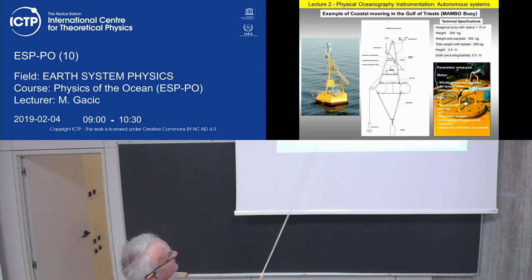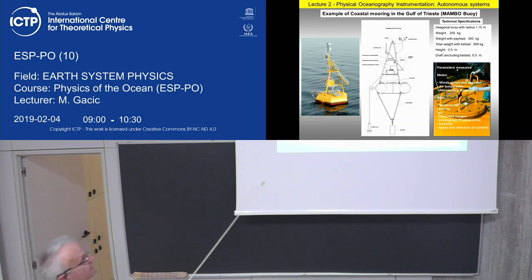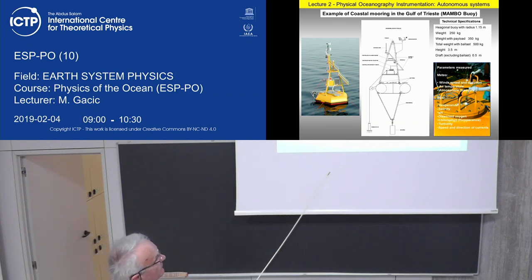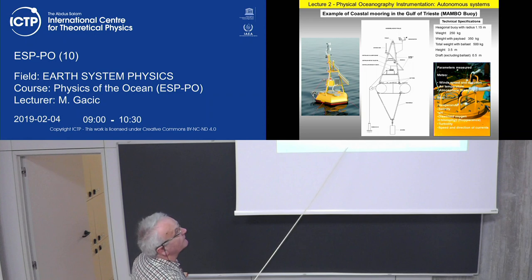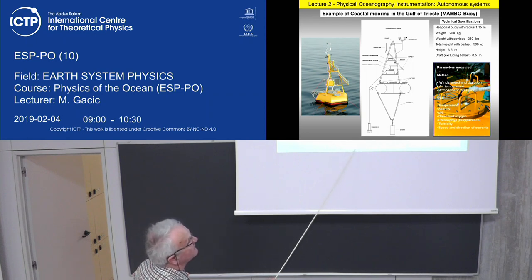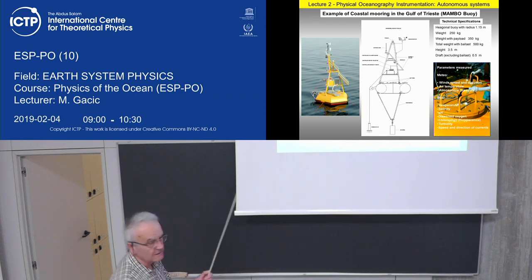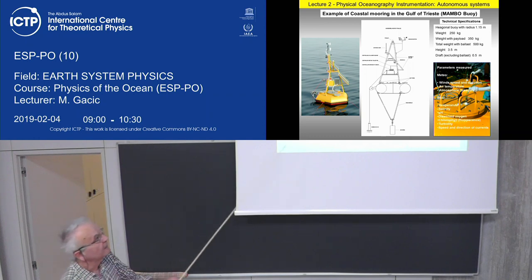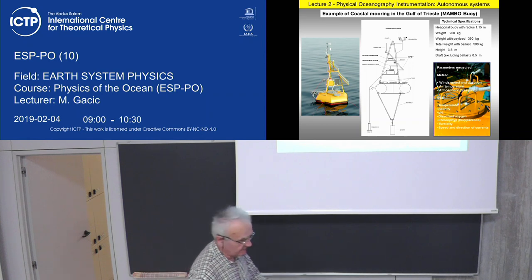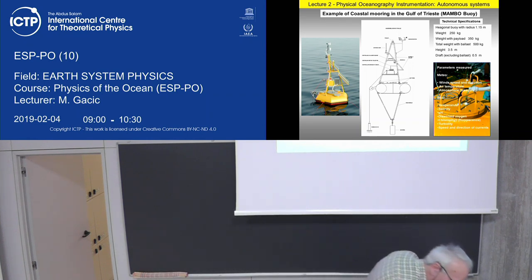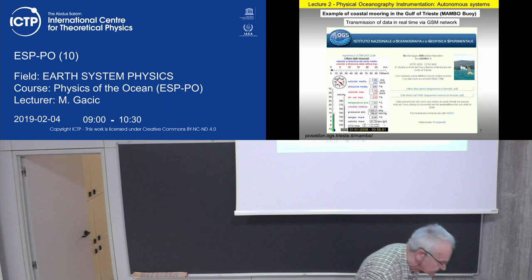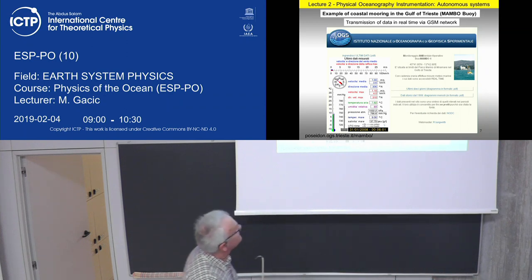So this is how it works. I don't want to enter into the technical details, which are not relevant at this very moment for us, at least. And this is the weight which keeps this thing vertical. Otherwise, without this, it will fall down.